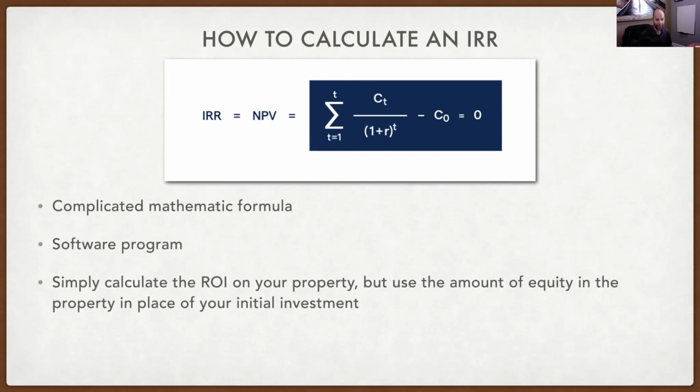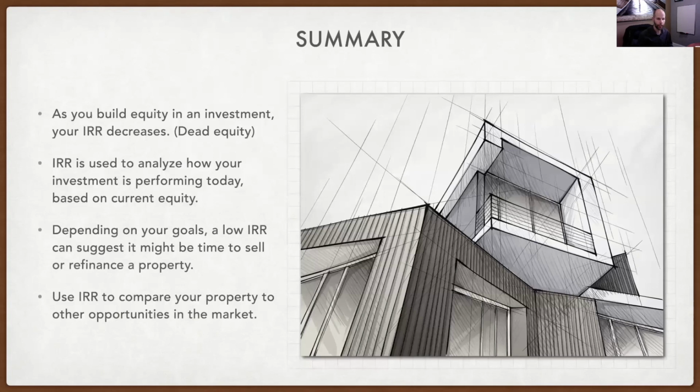And again, as that number goes lower and lower and lower, you might want to realize that you now have a lot of equity in the home. It's nice to know that you have a lot of equity in the home, but it's also important to understand that that equity might not be doing anything for you. So it's known as dead equity.